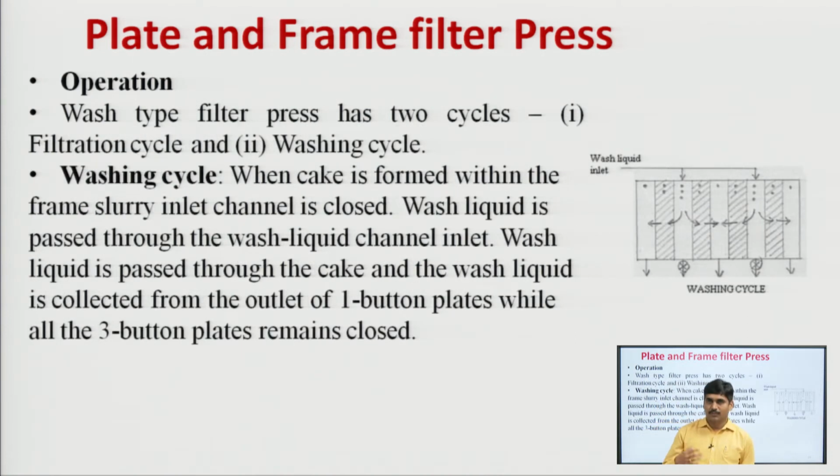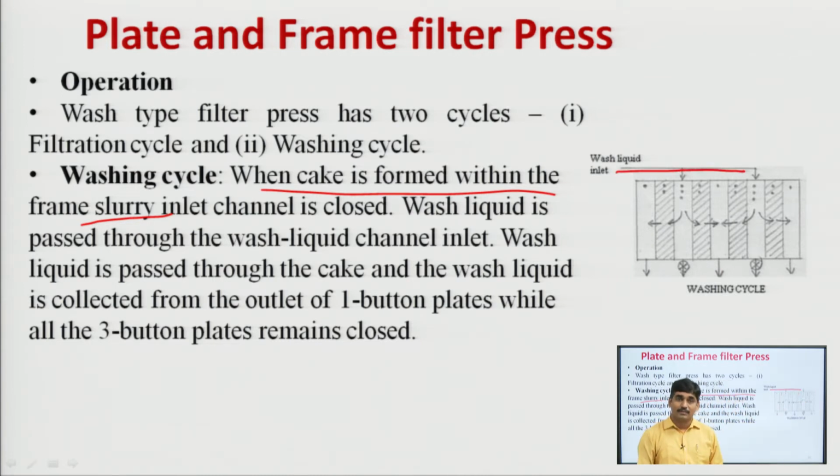Now, washing cycle. The second cycle is washing cycle. In washing cycle, what happens when the cake is formed within the frame, the slurry inlet channel is closed, and wash liquid inlet is opened up. Through this wash liquid inlet, the liquid is passed. This wash liquid inlet, the liquid is entered into the plate. Which plate? 3 button plate.